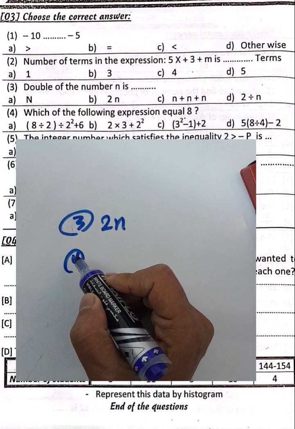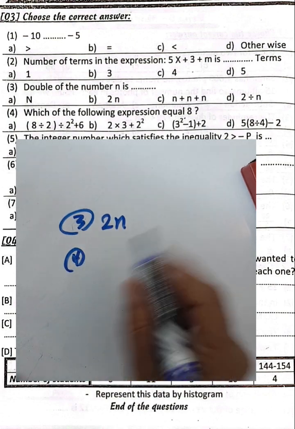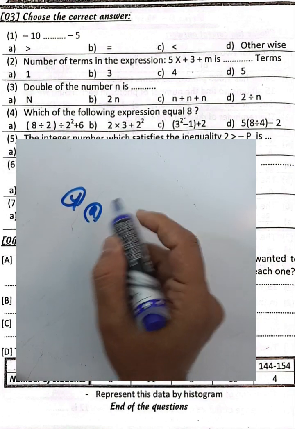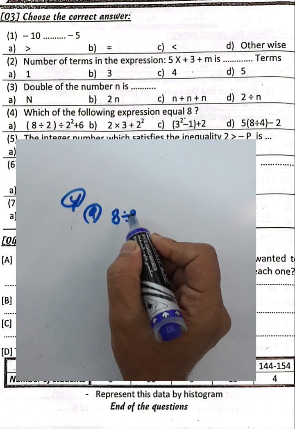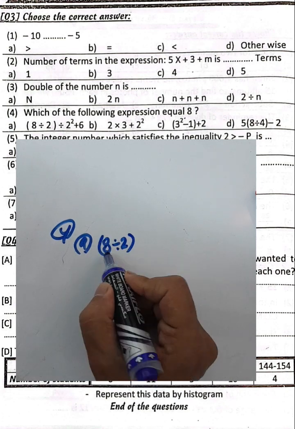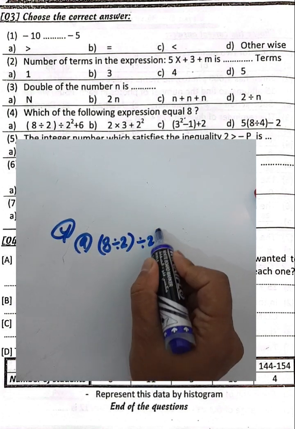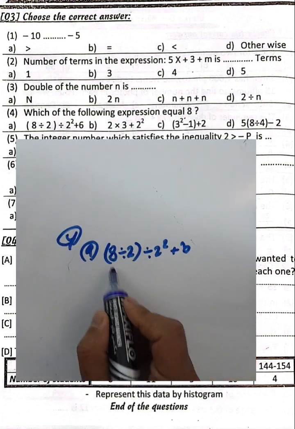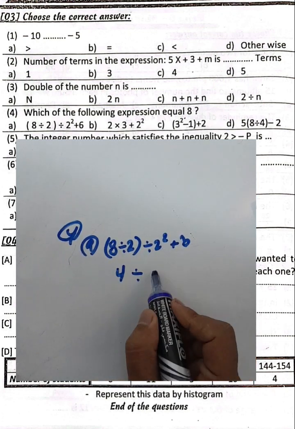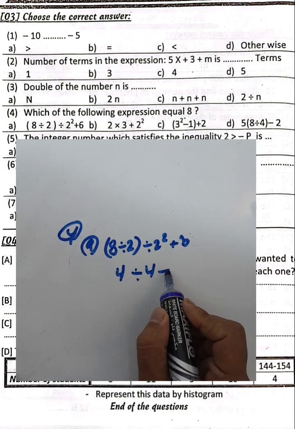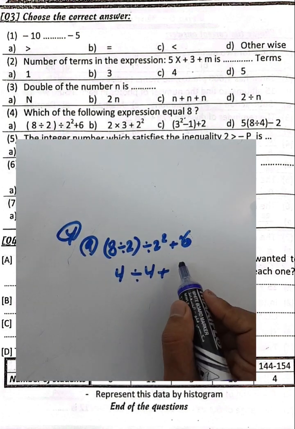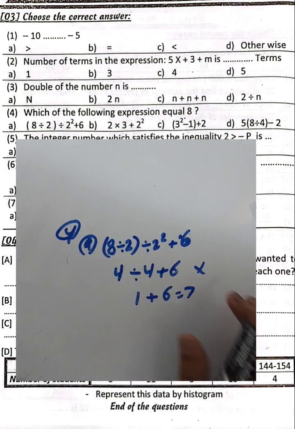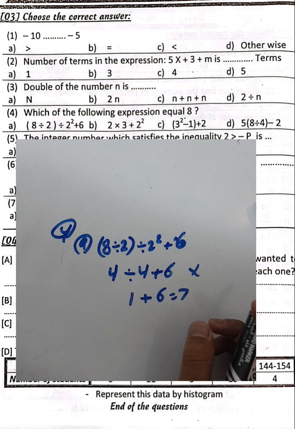Question 4. Which of the following expressions equals 8? Okay, I will solve this example about question number 4, letter E. We have 8 divided by 2, divided by 2 power 2, plus 6. 8 divided by 2 equals 4, and 2 divided by 2 power 2 will be 4, plus 6 will be 1 plus 6, it will be 7. So it's false. We want to find the result that equals 8.